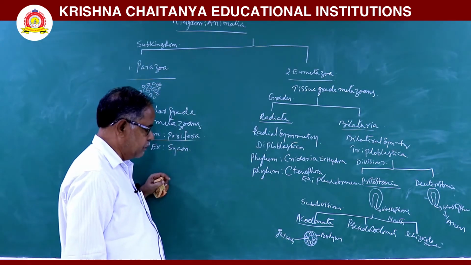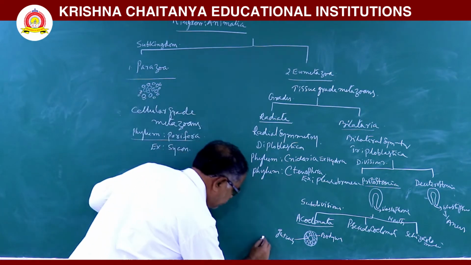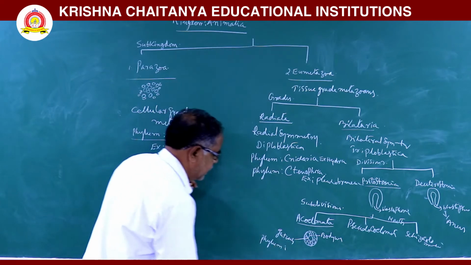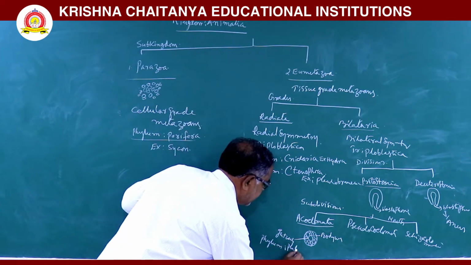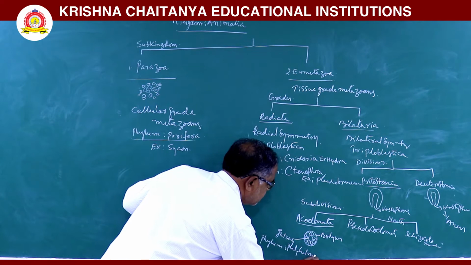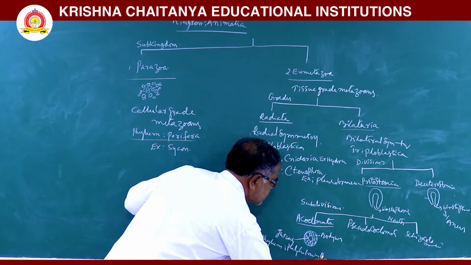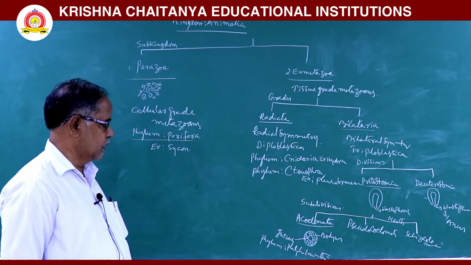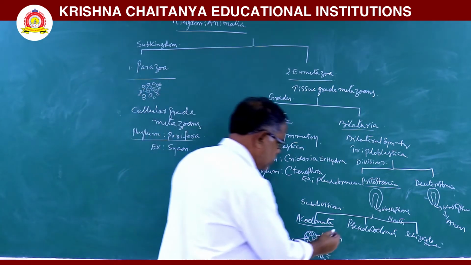In this subdivision, Acoelomata, one phylum is there. That phylum is called Platyhelminthes. Next then, Pseudocoelomata.